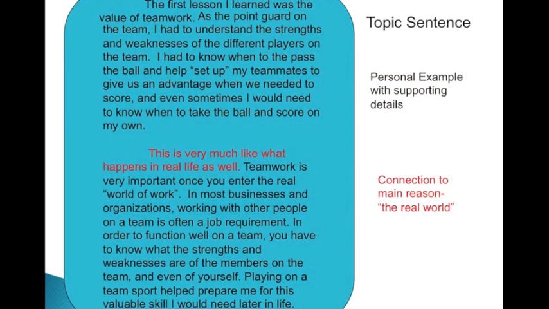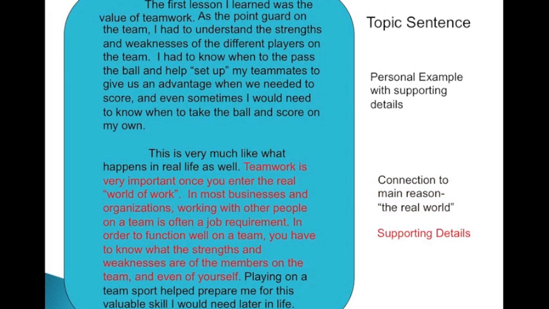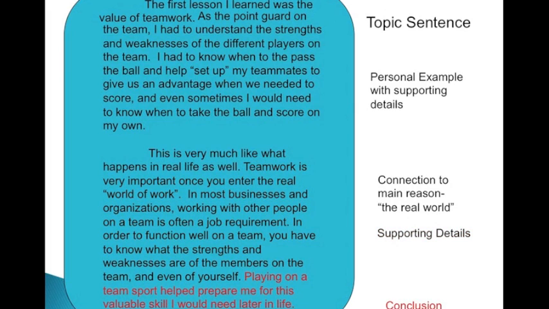Then we had our connection to our main reason. And remember we said in our last video that this was a pretty long paragraph, so we decided to divide it into 2 paragraphs, which is perfectly fine. And then we followed our main reason with some more supporting details. And remember, this was the idea of connecting the goal of team sports to the real world, focusing on the teamwork that we have to use in most businesses and organizations. And then we finished with a mini conclusion, which we'll talk more about in our next video for this week.